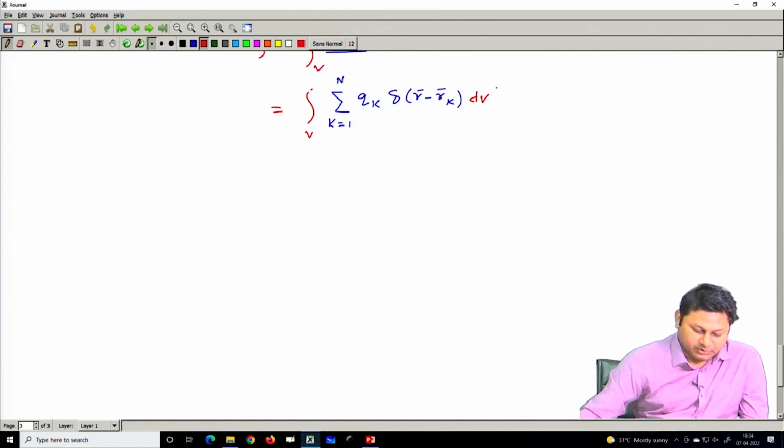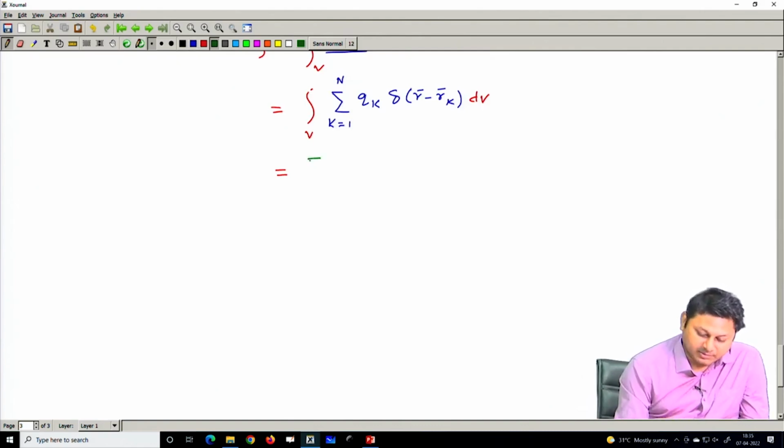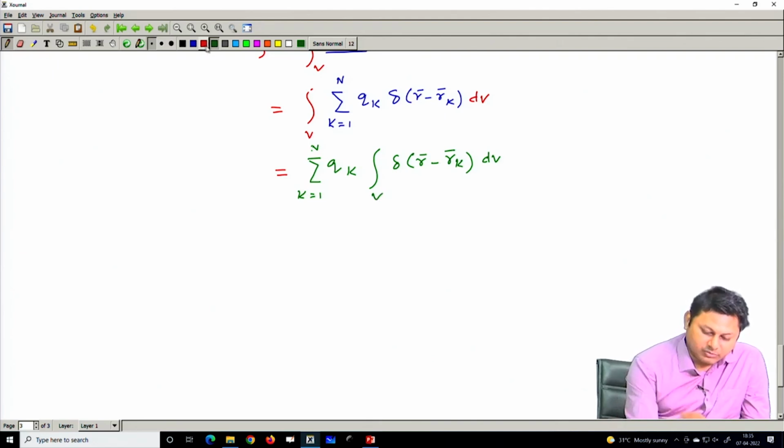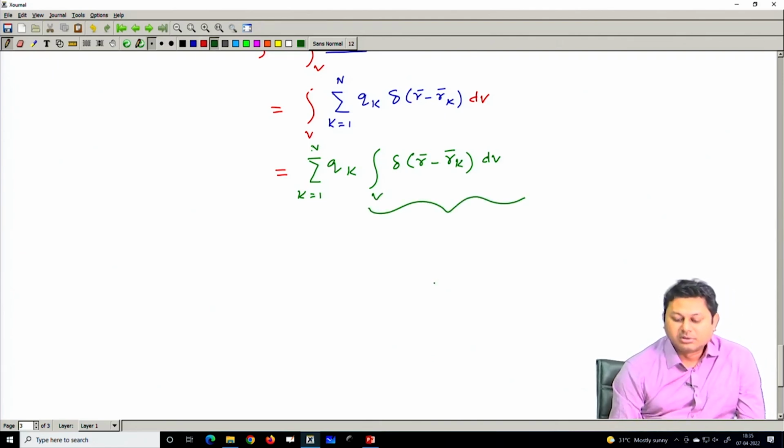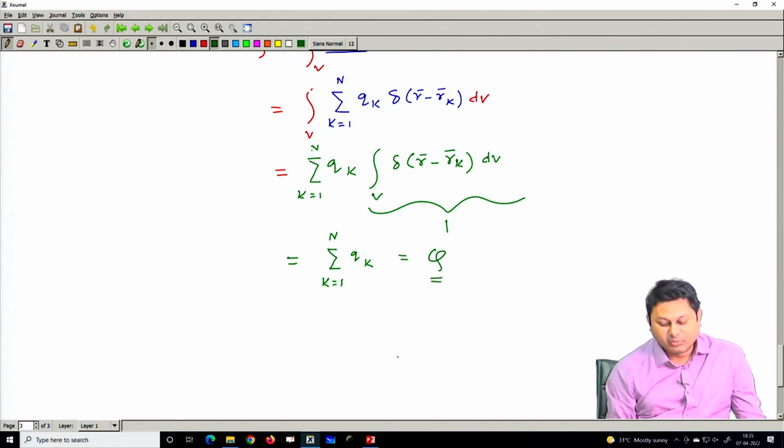Okay. So, now I can do it this way. The next step, I can take this out, because q k has nothing to do with dV; this is a discrete charge amount. So, it is simply the summation over q k, k going from 1 to n, and then the integration of delta r minus r k dV over the volume. Now, this is a well known term: if I integrate the delta function over the entire volume, I should get 1. So, this is nothing but the summation of k equal to 1 to n of all the charges, which is nothing but my total charge q. Okay. So, this is the way you can define it.